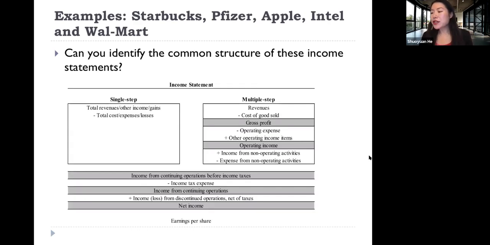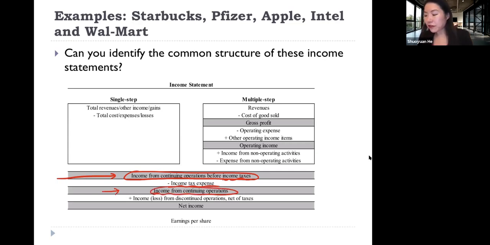So the common structure of those income statements, no matter whether it is divided into single step or multiple step, which I'm going to talk about in a minute, is this. It first has income from continuing operations before income tax. Then we take out income tax expense, and that gives you income from continuing operations.